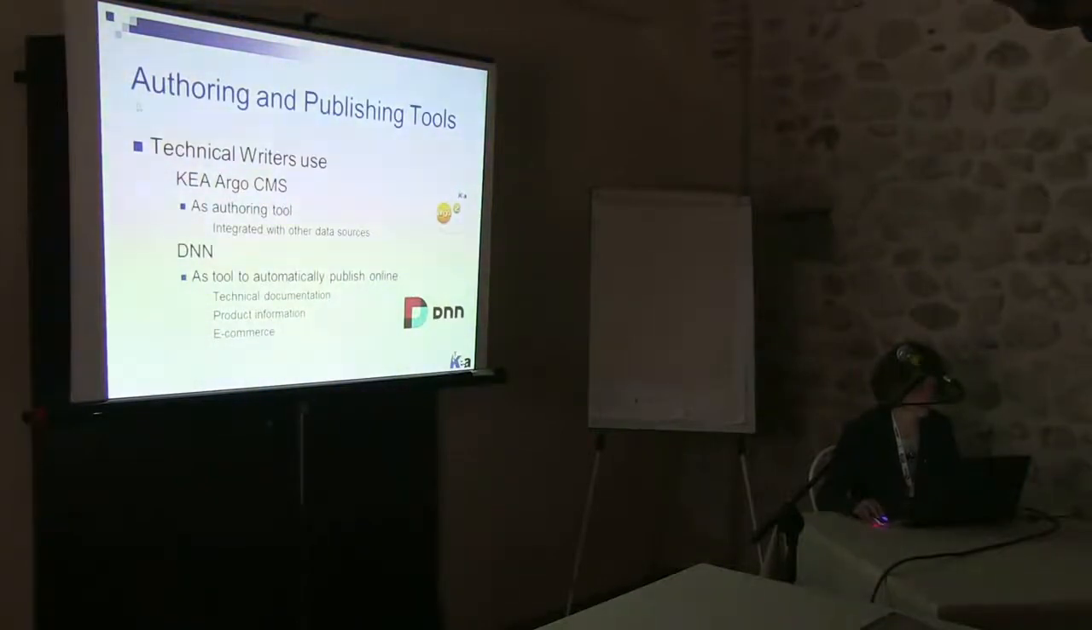In our solution, the authoring and publishing tools the technical writer uses are the content management system Argo and DNN. Argo is used as the authoring tool, integrated if necessary with other data sources, especially with enterprise resource planning systems. And DNN is used as a tool to automatically publish online the technical documentation, so manuals, online helps, quick references, troubleshooting, procedures, and so on. Also product information, so product catalogs and spare part catalogs, and of course e-commerce solutions integrated with the product information.